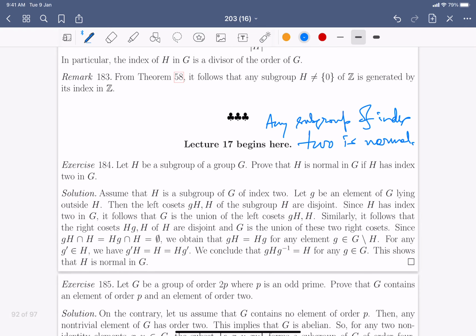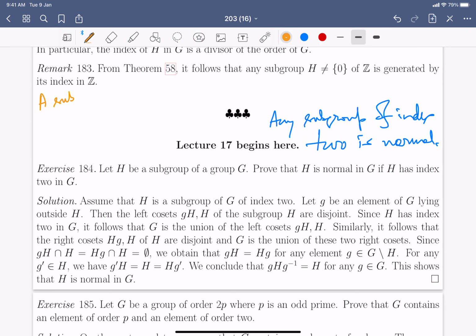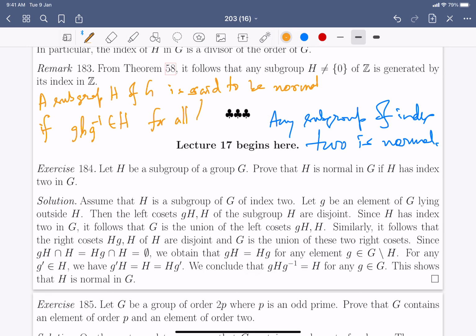Let's try to prove this, but before getting into the proof, it would be a good idea to recall the definition of a normal subgroup. A subgroup H of a group G is said to be normal if g h g inverse lies inside H for all h in H and g in G.